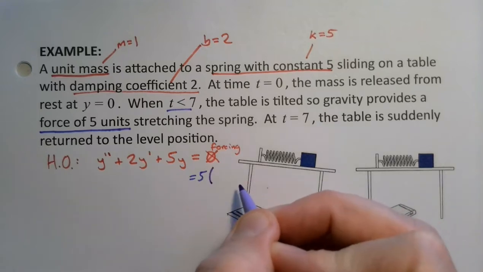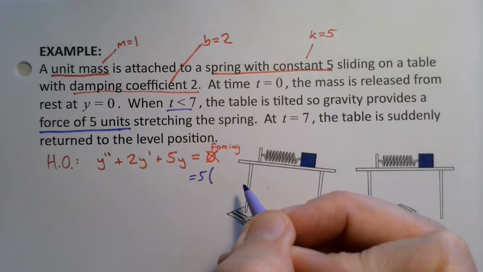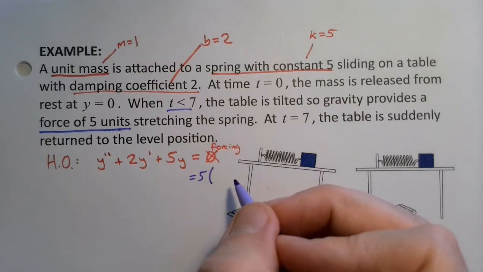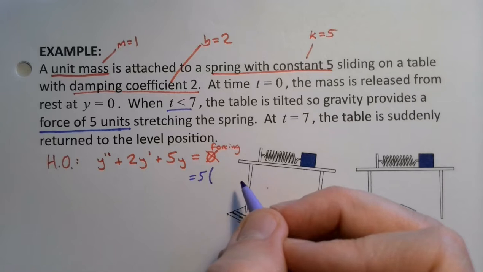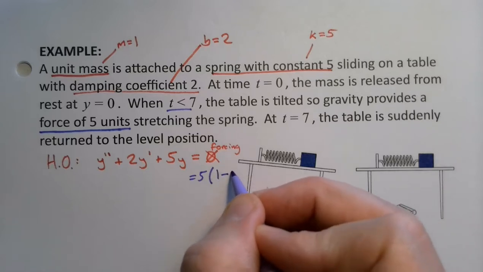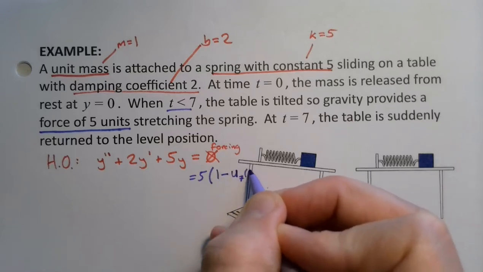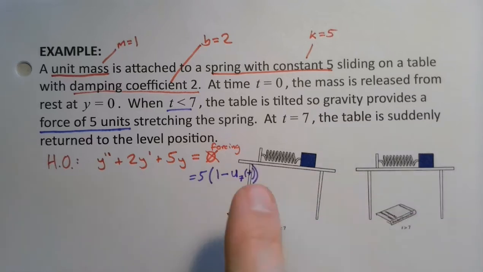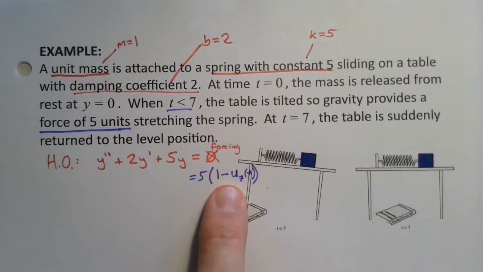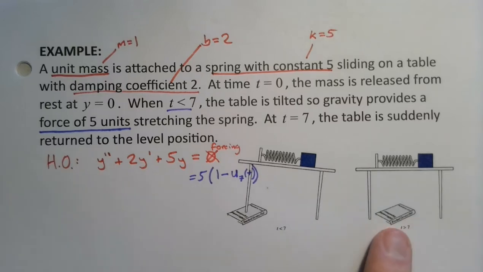So what I need to do is multiply it by some switching function that turns things off. And if you remember from 6.2, the switching function that we're going to use is going to be 1 minus the Heaviside function at 7 seconds. So this turns it off at 7 seconds. So my forcing function is just a constant force of 5 until 7 seconds, and that's when we pull the table back down so that it's flat, and then there's no forcing function in the horizontal direction.